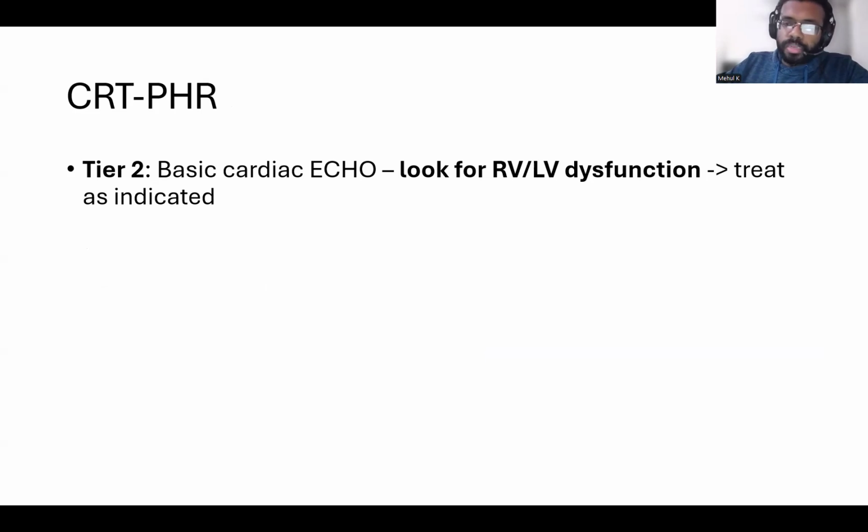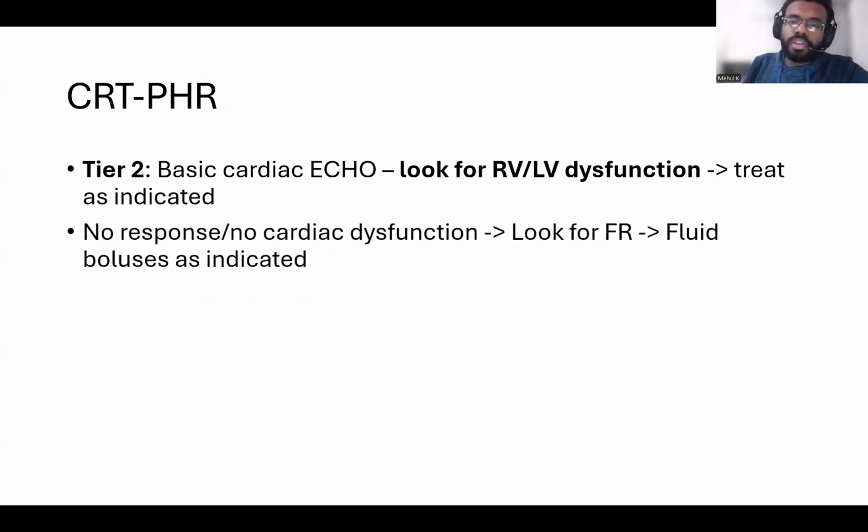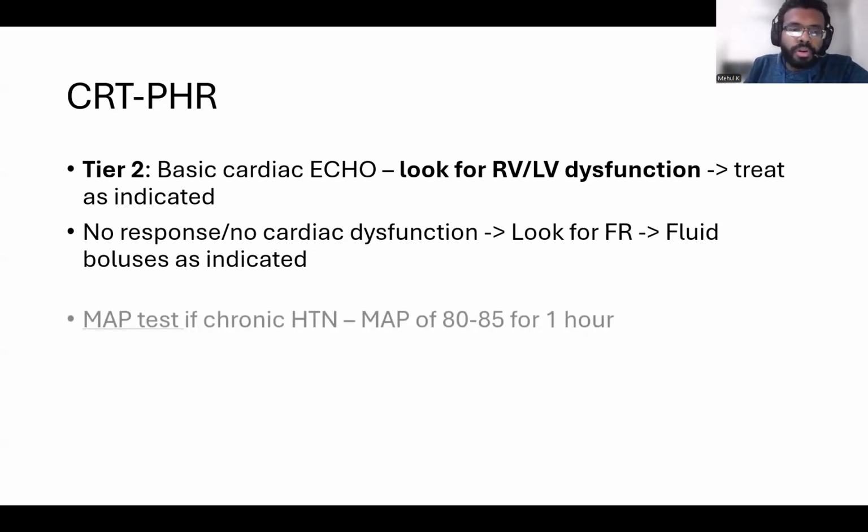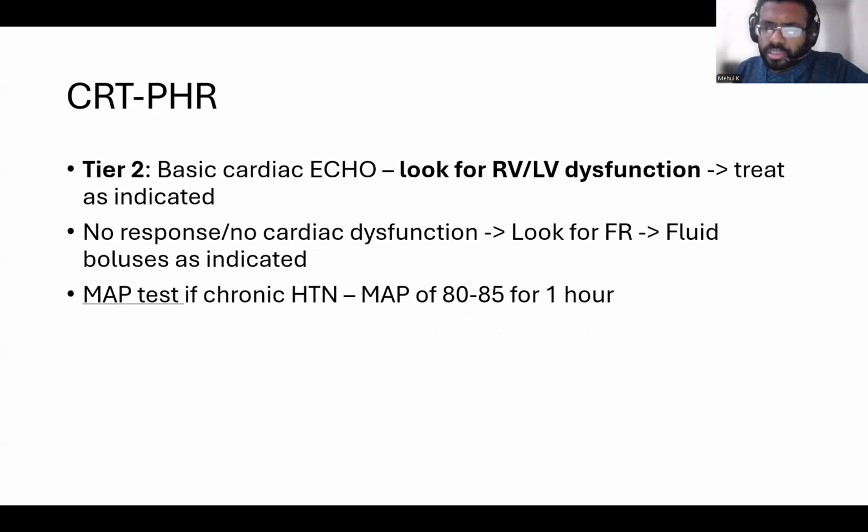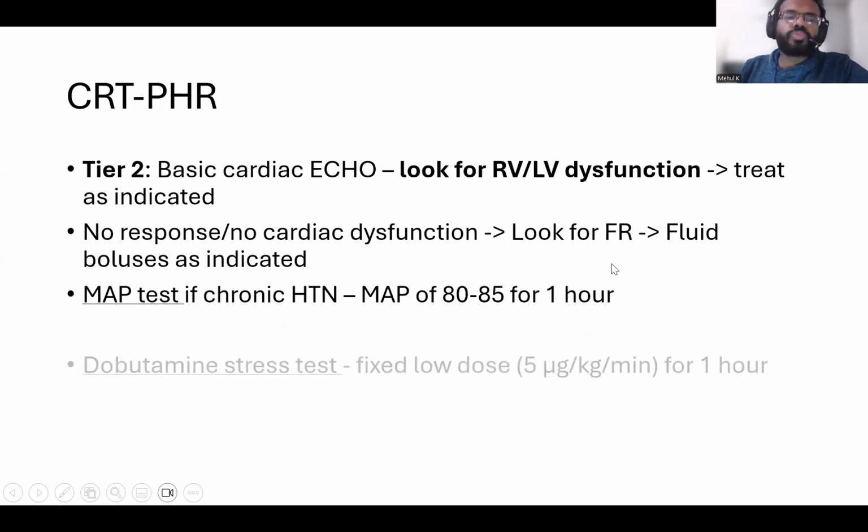But tier 2 basically started with looking for any cardiac dysfunction. If there is no cardiac dysfunction, you can again look for fluid responsiveness. And if the patient is fluid responsive, you again can give fluid boluses. If that also does not work, or the patient is not fluid responsive, and the patient has chronic hypertension at baseline, they can consider something like a MAP test, where you target a higher MAP of around 80 to 85 instead of the classical 65 for about 1 hour.